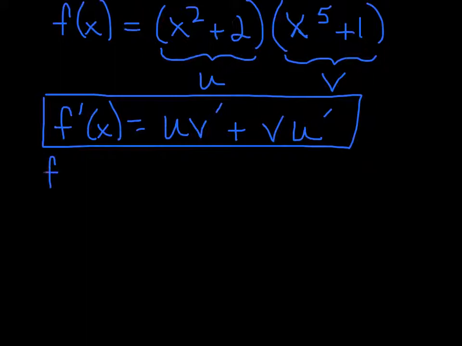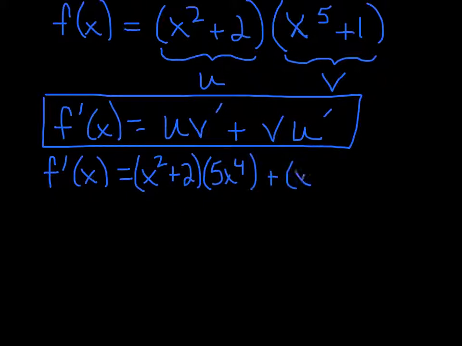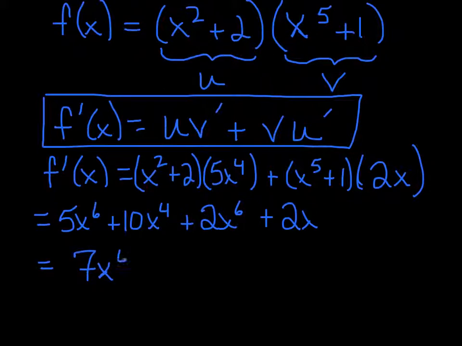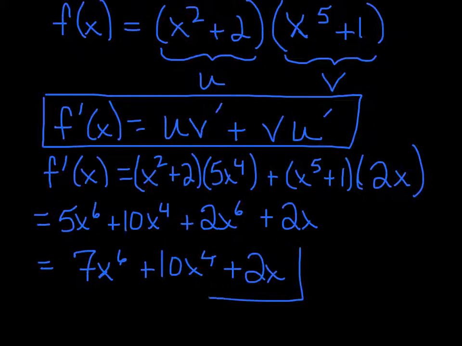So let's just do it. We're going to take that problem and do x squared plus 2, multiplied by 5x to the fourth, then plus x to the fifth plus 1, multiplied by 2x. Now we just distribute, and we'll get 5x to the sixth plus 10x to the fourth plus 2x to the sixth plus 2x. Then all you need to do is combine your like terms: 7x to the sixth plus 10x to the fourth plus 2x. And there we go.